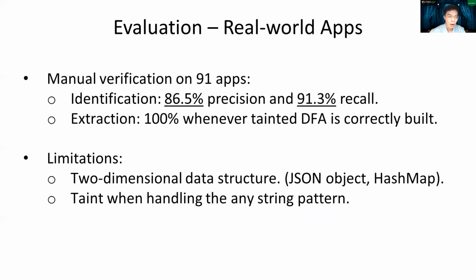And the real-world app evaluation is conducted over 12,000 apps. We manually verify 91 apps and got a similar performance report as the benchmark apps. There are two additional limitations found in the real-world apps verification. One is the string model precision on two-dimensional data structures such as map. And the other one is the any-string DFA, which, by any string, means a regular expression. You can imagine this as a regular expression that can accept all strings.